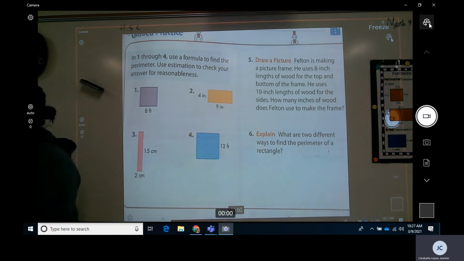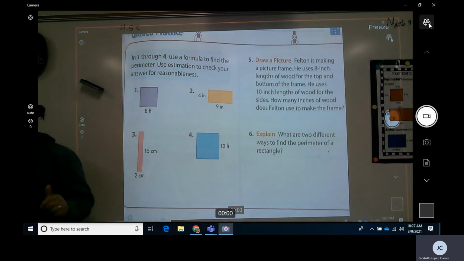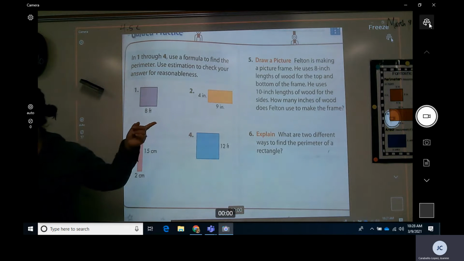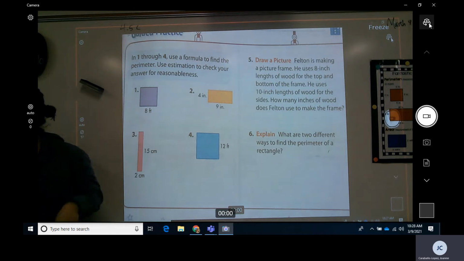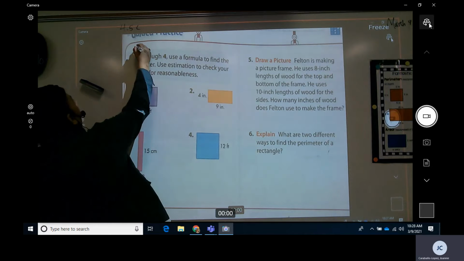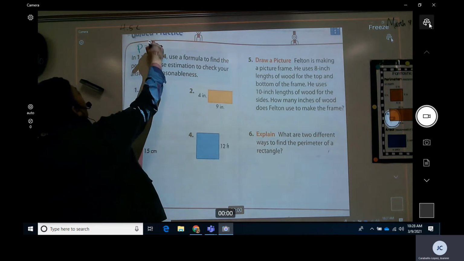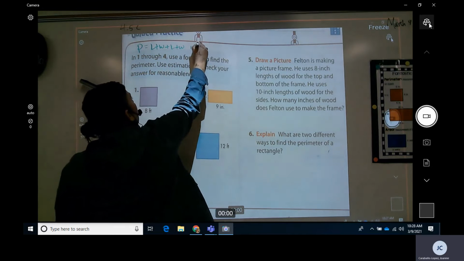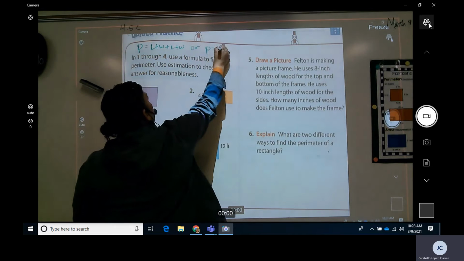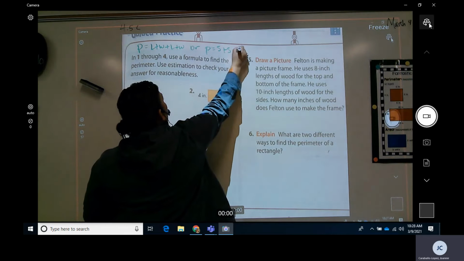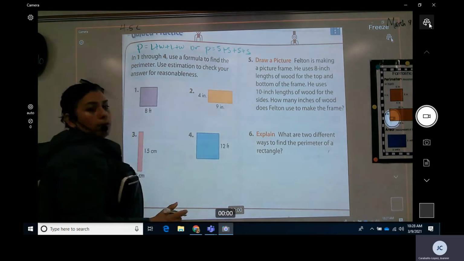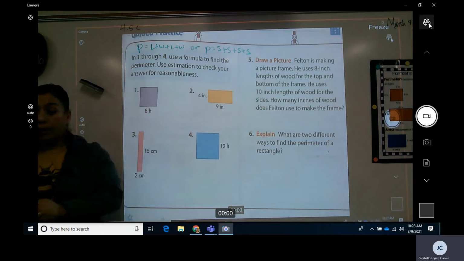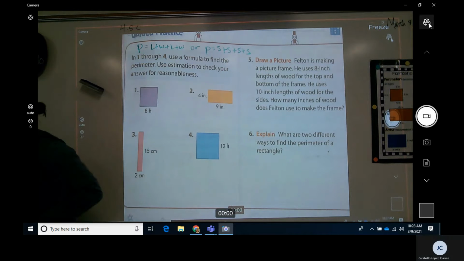Okay? So the instructions say in 1 through 4, use a formula to find the perimeter. Use estimation to check your answer for reasonableness. What's my formula? So up here in the space that you have right here, I'm going to write length plus width plus length plus width. Or you could say perimeter equals side plus side plus side plus side, right? So you write your formula so that you remember it. Go ahead and do that, please.